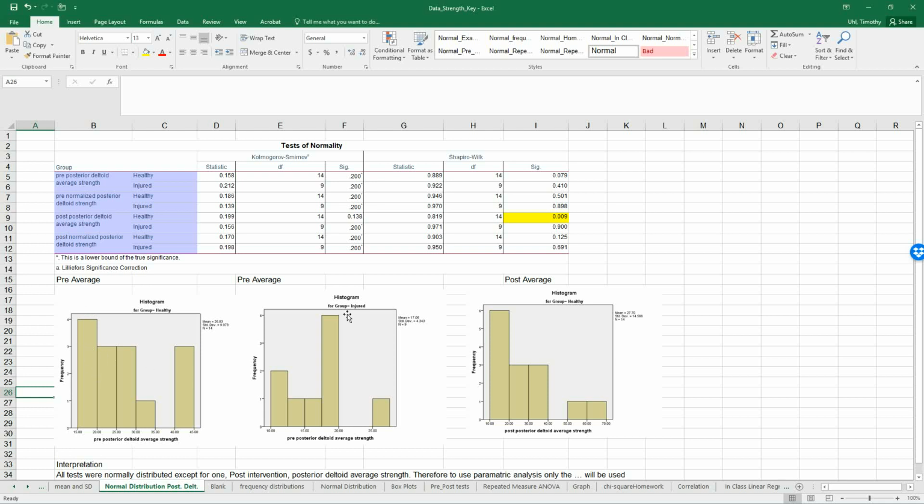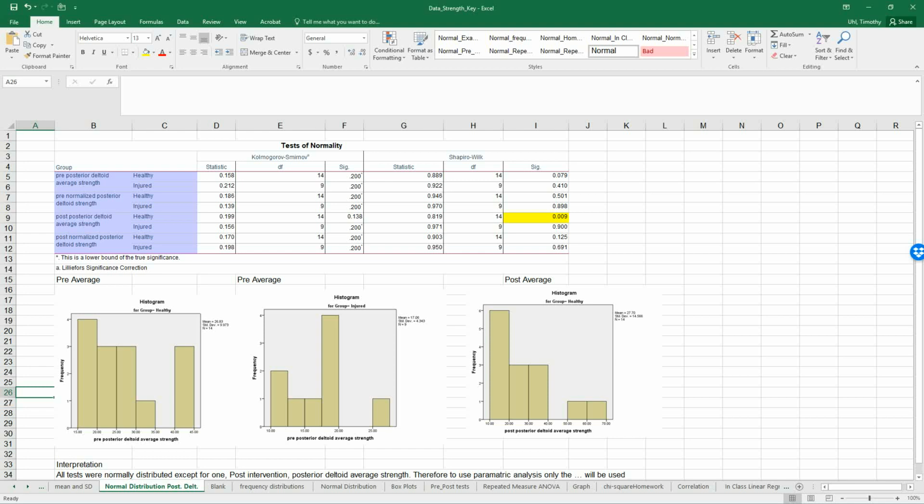But for example, on this video, here's the pre-average. It's sort of flat. That goes along with this 0.079. Here's the pre-average of the injured group, a little bit of a normal distribution. And then I went on and put the posterior deltoid average strength after intervention that is definitely not normally distributed, and you can see how much it's skewed off to the left here.